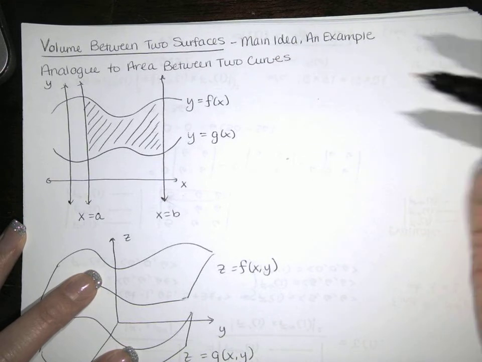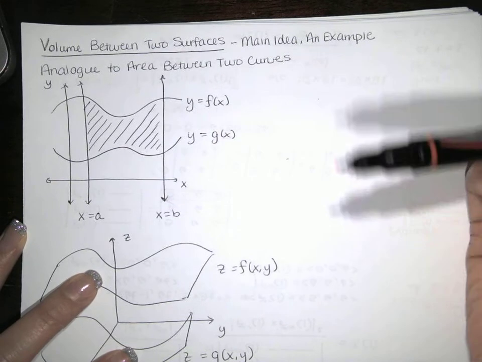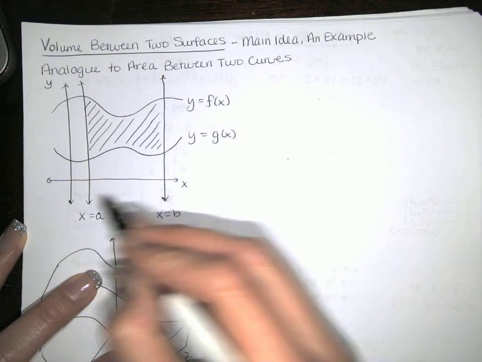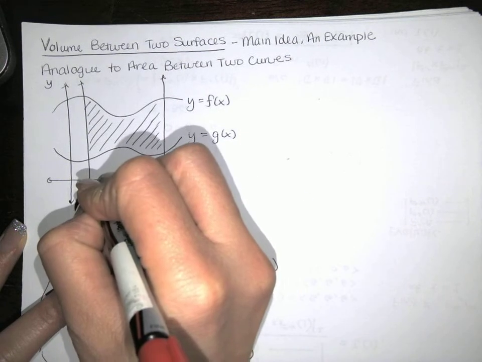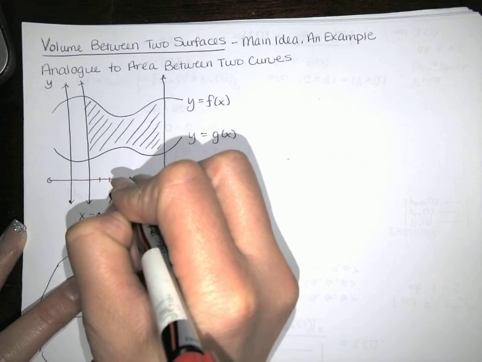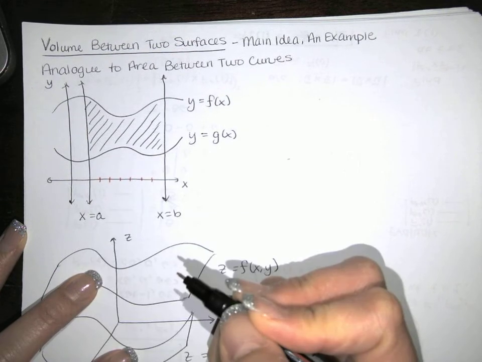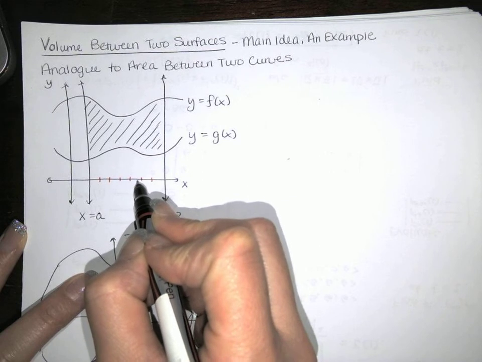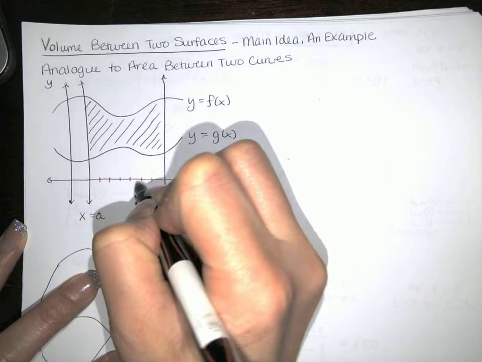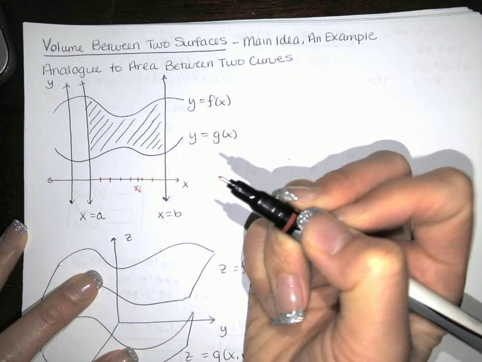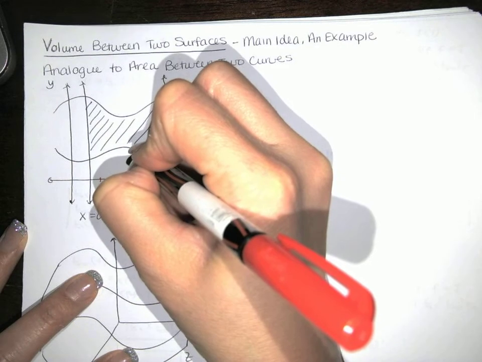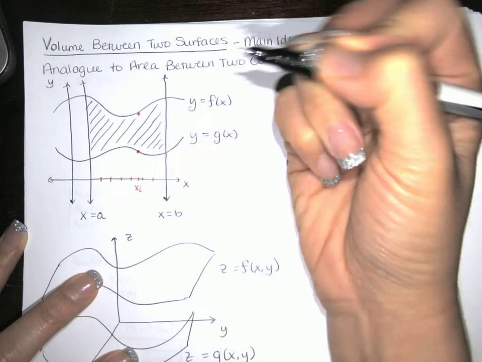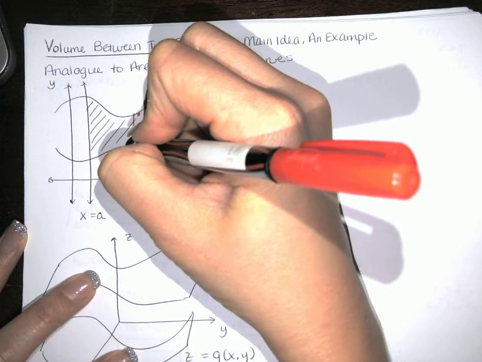Well, there are a couple of ways we were able to derive the integral representing that area. But one way that we did it was we took this interval from a to b and we subdivided it. We created n subdivisions of equal width, and then on each of those subdivisions we chose a particular x value. Let's say we called that x sub i. And then we evaluated the bottom function at x sub i and the top function at x sub i, and we created a little rectangle there.